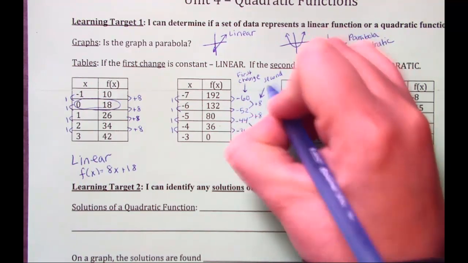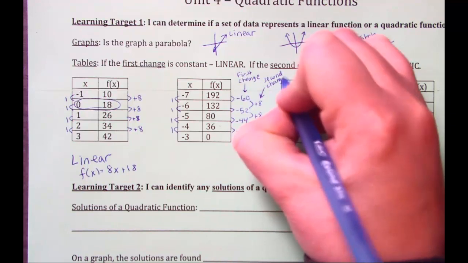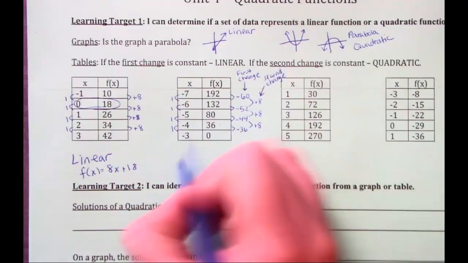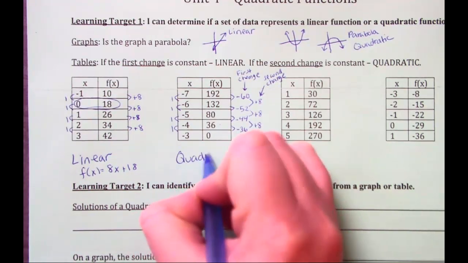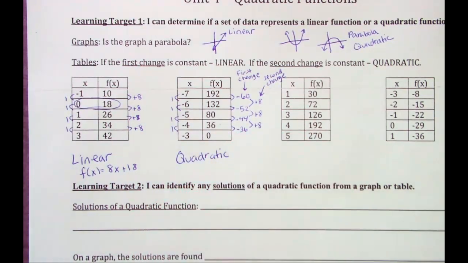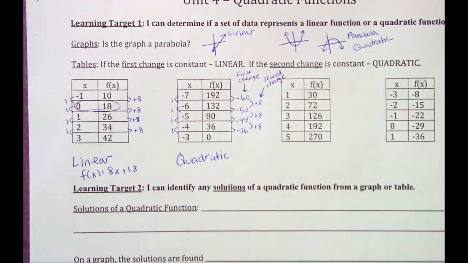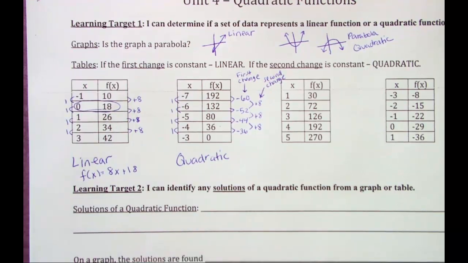So because that second change is constant, this is the first change, we'll call it. This is the second change. It's the change of the change. So the second change, because it's constant the whole way down, this is a quadratic function. And we don't know how to write functions that are quadratic yet. We're going to start learning that in learning target 4. So until then, we're just going to write quadratic.